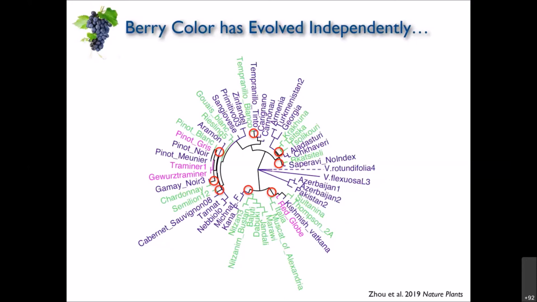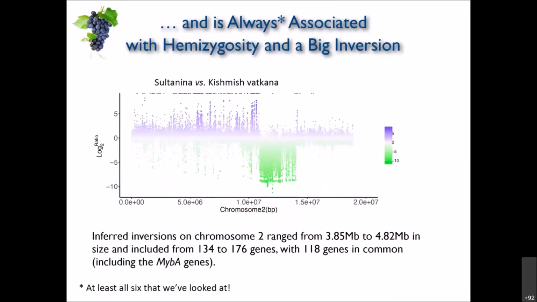And I won't go into the details of how we did this. We only had short read sequences and not the now industry standard long read sequences. But we made comparisons between the genomes of white and dark grapes, with whole genome resequencing. And the take home was, in every case, we saw a loss of coverage in the white grapes, meaning they're hemizygous in that region. And in every case, we could find some reads that suggested there had been an inversion.